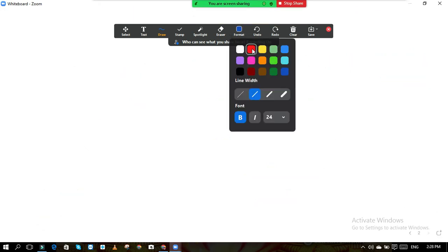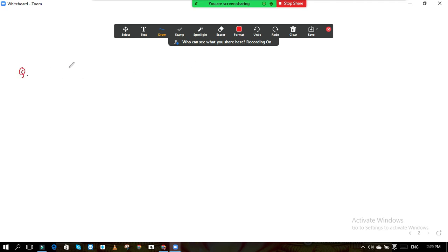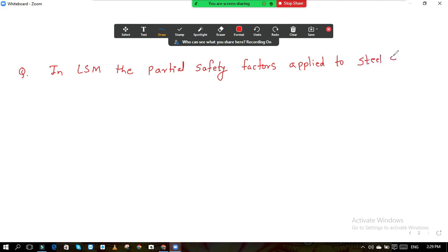Now the next question is, in LSM, in limit state method, the partial safety factors applied to steel and concrete are.